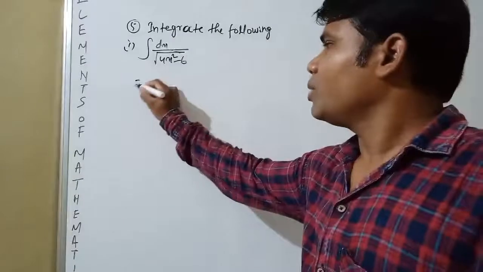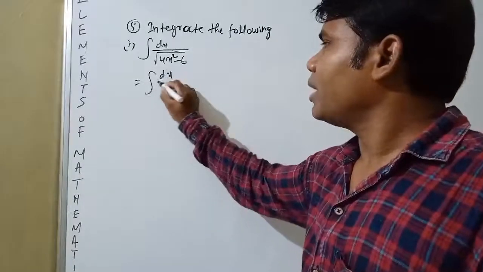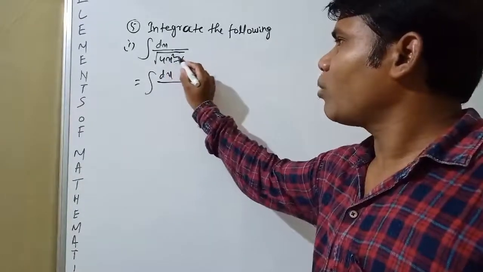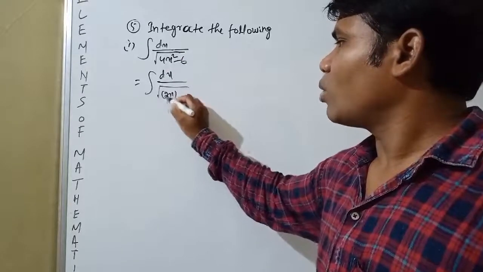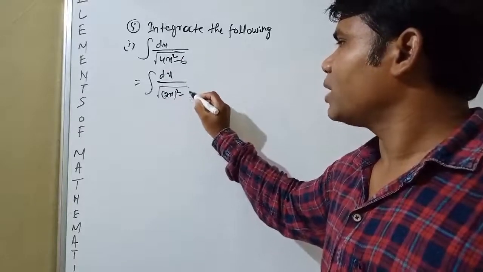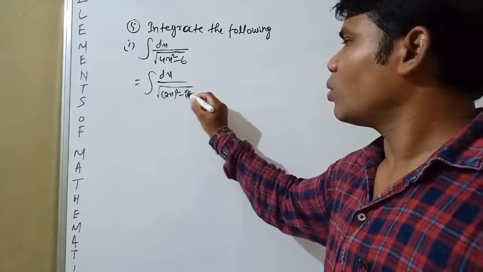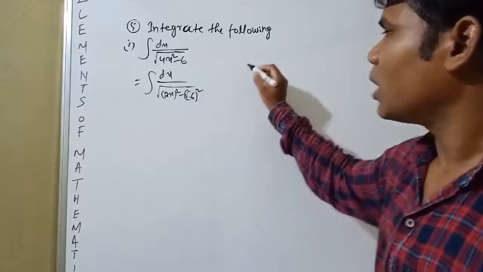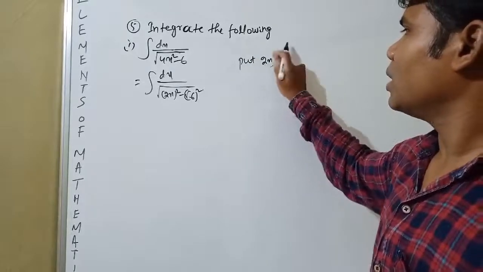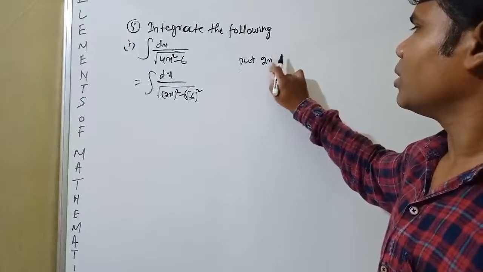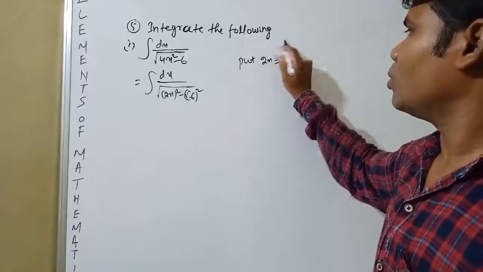Okay, you see dx by root over 4x square minus 6, that is 2x whole square minus root 6 whole square. Okay, now you put 2x is equal to t.